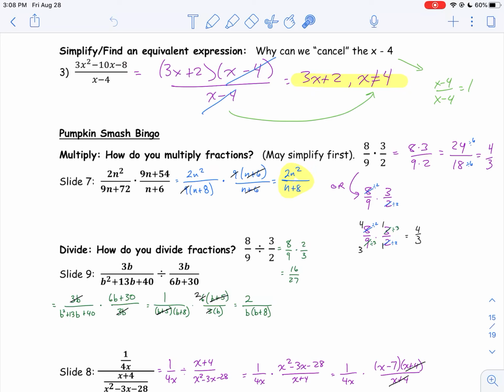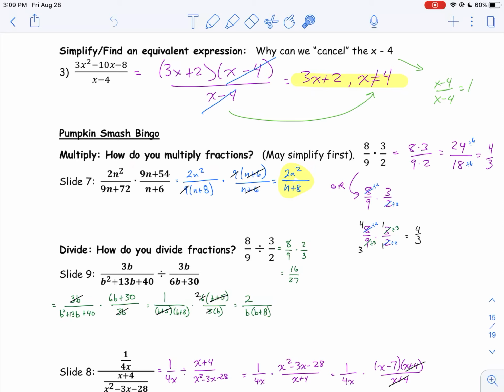All right, let's take a look here at this one. This is called Pumpkin Smash Bingo. It's a game we might play in class if we have time, but I've got a feeling we'll run short.